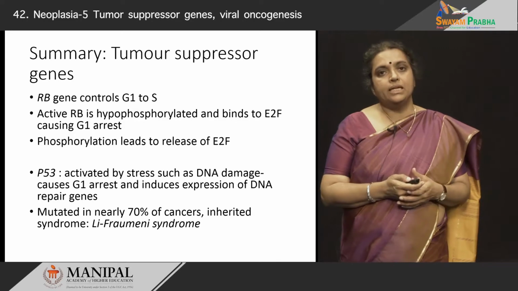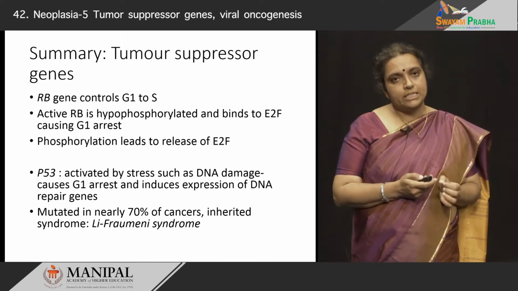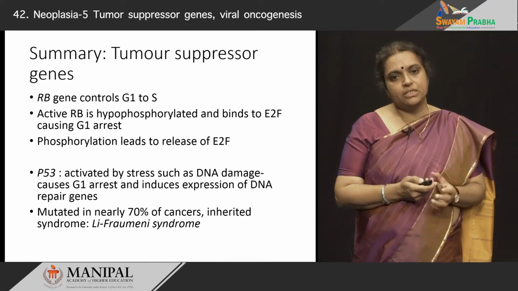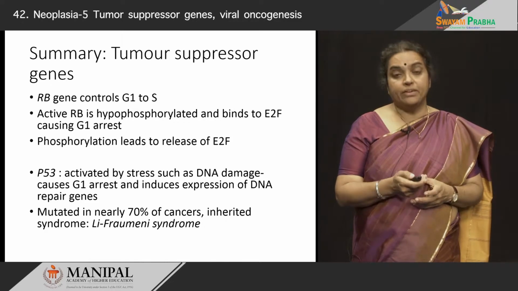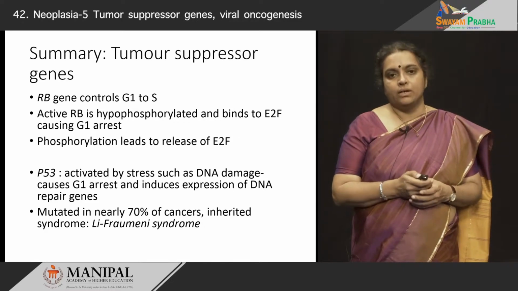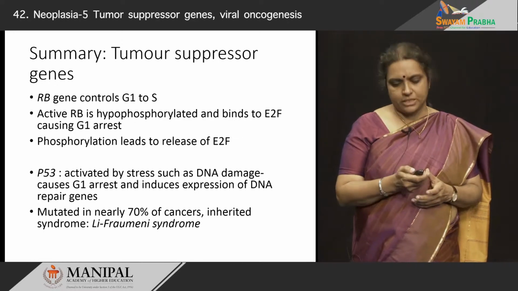Now, p53 is mutated in some familial cancers, and one of those syndromes where it is mutated is known as the Li-Fraumeni syndrome, in which the patient can acquire various cancers. Now, this is in brief about two of the most important tumor suppressor genes.